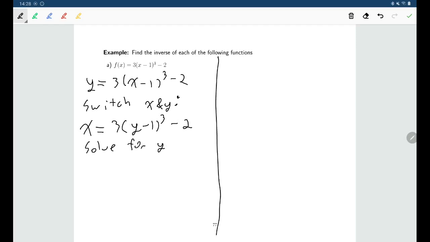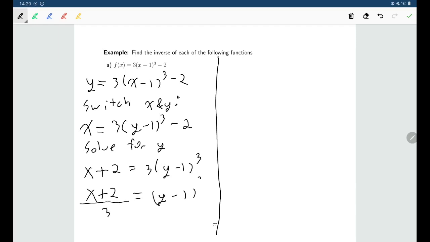So now we'll do that. I'll bring the 2 to the other side. I'll divide everybody by 3. I'll take the cube root of both sides of the equation. I'll bring the 1 to the other side.